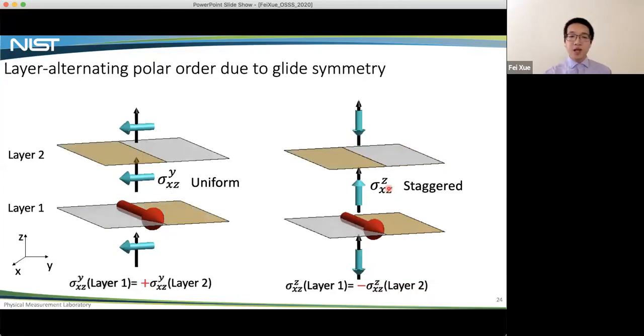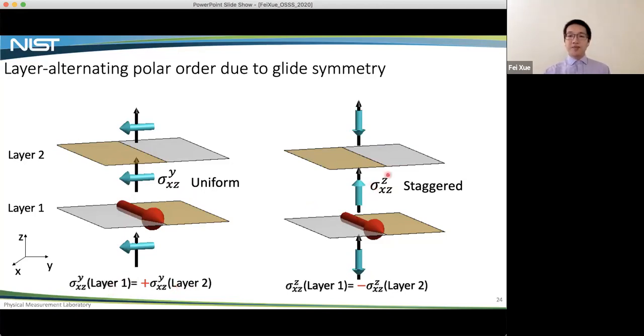Now in tungsten ditelluride, there's a glide symmetry, which means that in the bulk we actually don't have the unconventional form. This glide symmetry requires the inversion symmetry breaking to be opposite in tungsten ditelluride, but this doesn't affect the conventional YXZ form. It's still uniform passing from one layer to the other layer.